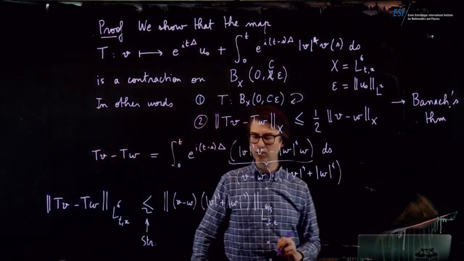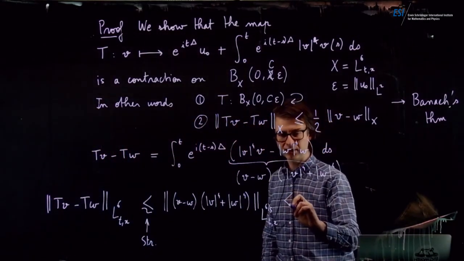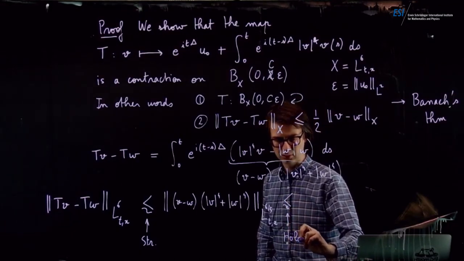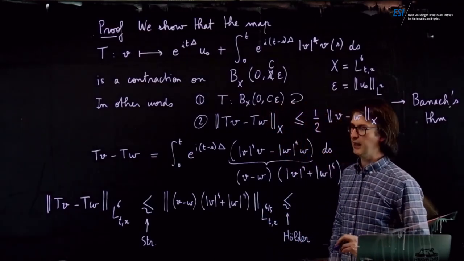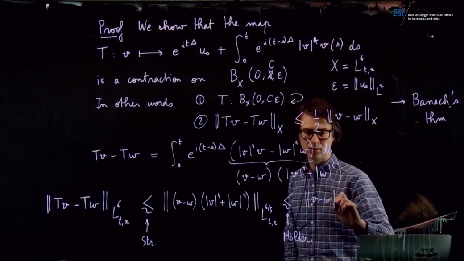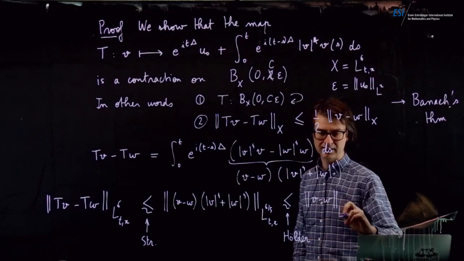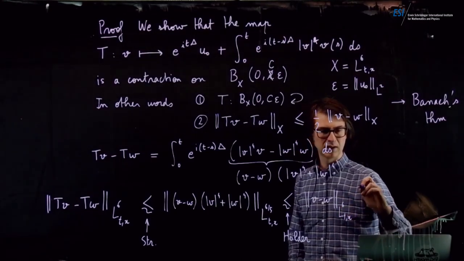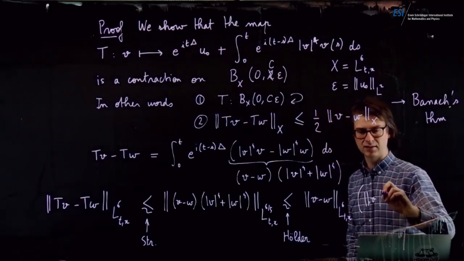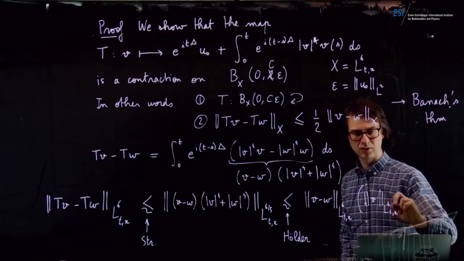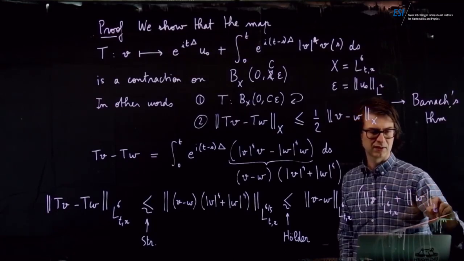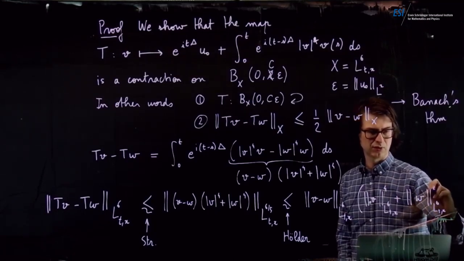And now all that remains to do is to apply Hölder's inequality. So here we apply Hölder. And we see that this is less than ‖V − W‖ in L^6 spacetime times (‖V‖ in L^6 spacetime to the 4 plus ‖W‖ in L^6 spacetime to the 4).